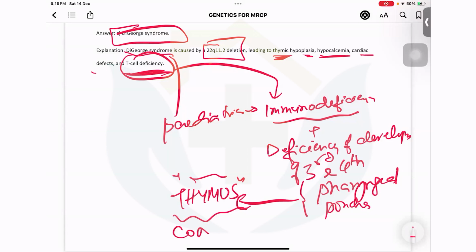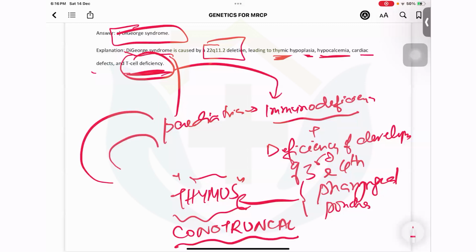Then there are conotruncal abnormalities. Why? Because again, mediastinum, conotruncal. Conotruncal means the aorta and the pulmonary artery. Now these are problematic. All right. So truncus arteriosus, tetralogy of Fallot, interrupted aortic arch, ventricular septal defect, they all can occur in DiGeorge syndrome.